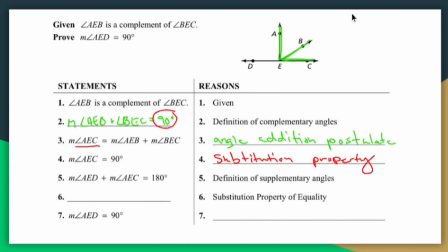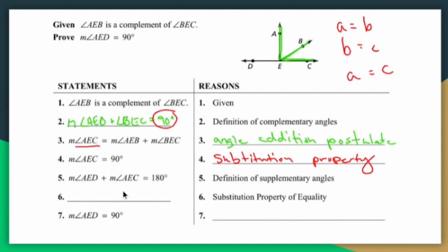If I gave you a problem that was like A equals B and B equals C, I'm allowed to say A equals C. Because if A is B and B is C, well then these guys are the same thing too. So 90 equals AEB plus BEC, and AEC equals AEB plus BEC. So since AEC equals 90, that's because we just replaced that guy and that guy with each other.